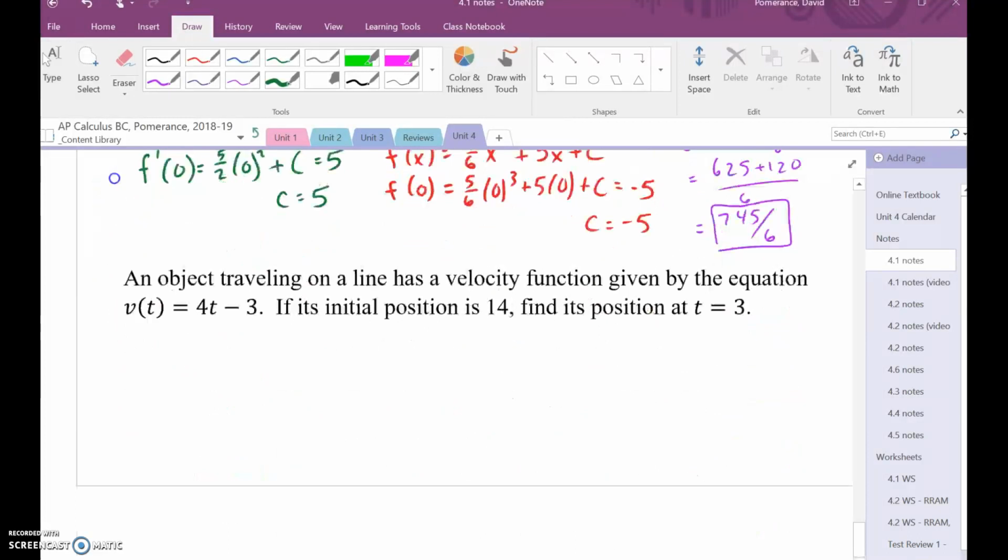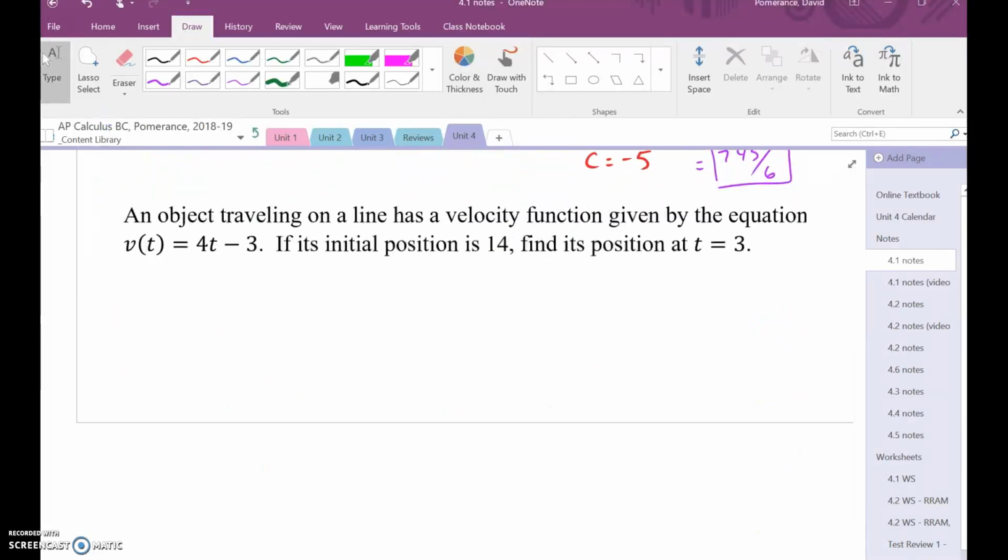All right, so we can see these problems show up in our motion problems as well. If we are told what the velocity of a function is, we can take the derivative of that to find the acceleration, but we can also take the antiderivative of that to find the position. So if we take the antiderivative of our velocity, we're going to get our position function. So I guess I'll call that p of t, p for position.